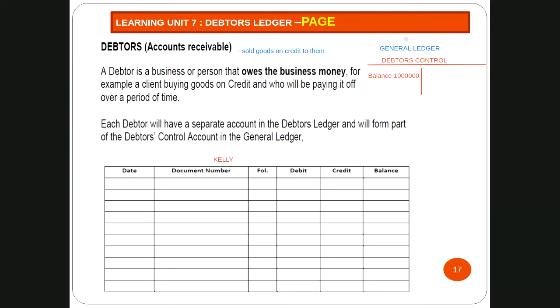Any questions? So as you can see, the difference is the fact that here we show the balance for everyone. So all the debtors together, irrespective of their names, are recorded in the general ledger. But the minute I break down this 1 million, now I open Kelly, I open Shanley, Tensia, Kutlano, Ifan, etc. It means that ledger is called the debtors ledger.